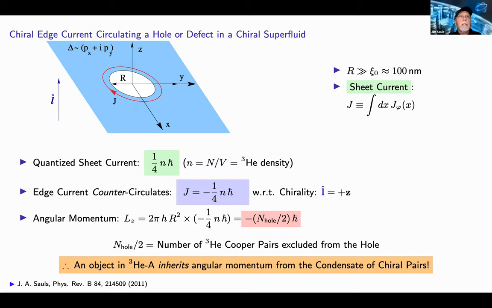The edge current counter-circulates, namely, it gives rise to a left-handed circulating current in the right-handed chiral vacuum. And the hole has an angular momentum. We can compute the angular momentum very simply, and it turns out to be the number of Cooper pairs removed from the hole. Now, if we were to move the hole from one point to another, that angular momentum would be transported with the hole. So the message here is that an object that you insert into helium that displaces the helium, it's a potential, inherits angular momentum from the condensate of chiral pairs.